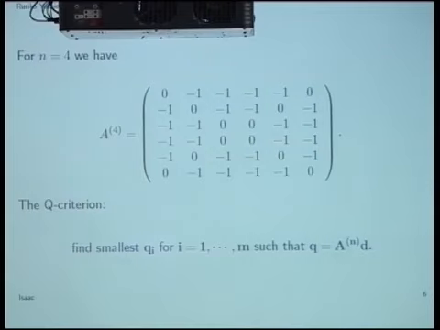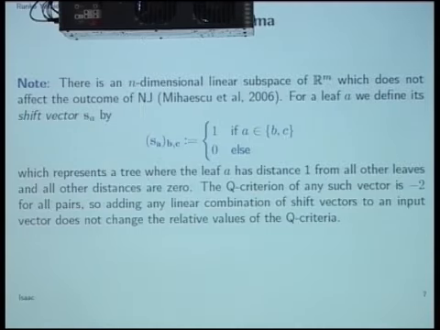Okay. So for example, like n equal 4, a4 equal this guy. Okay. So the Q criterion is basically we want to find the smallest Qi, i equal 1 through m equal to n choose 2, such that Q equal n times d. Okay, so before going into details, here's actually a nice lemma.